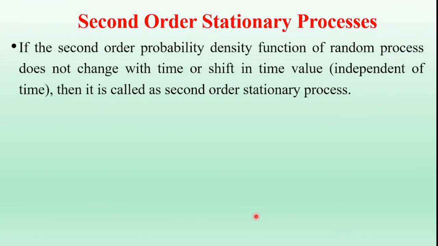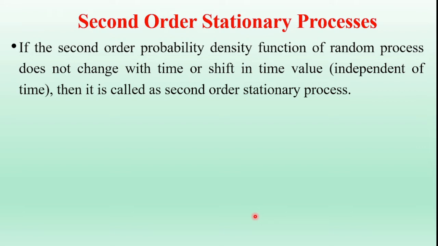And what is a first order stationary random process? If the first order probability density function of the random process does not change with a shift in time origin, that is, it is independent of time. Mathematically, fX(x1, t1) is equal to fX(x1, t1 + tau) for any t1 and any real number tau. That is a first order stationary random process. Now, second order stationary random process.